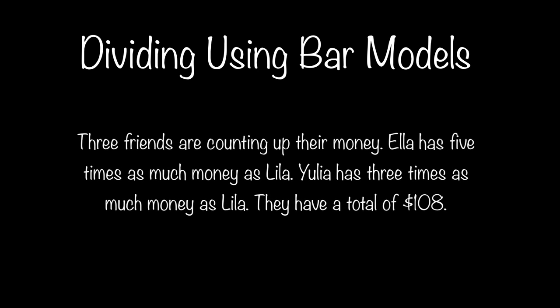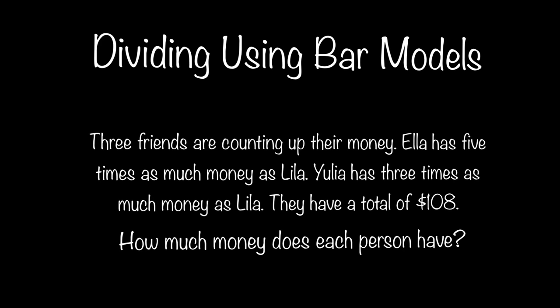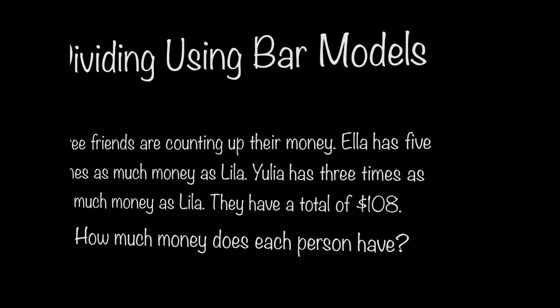Three friends are counting up their money. Ella has five times as much as Lila. Yulia has three times as much money as Lila. They have a total of $108. How much money does each person have?